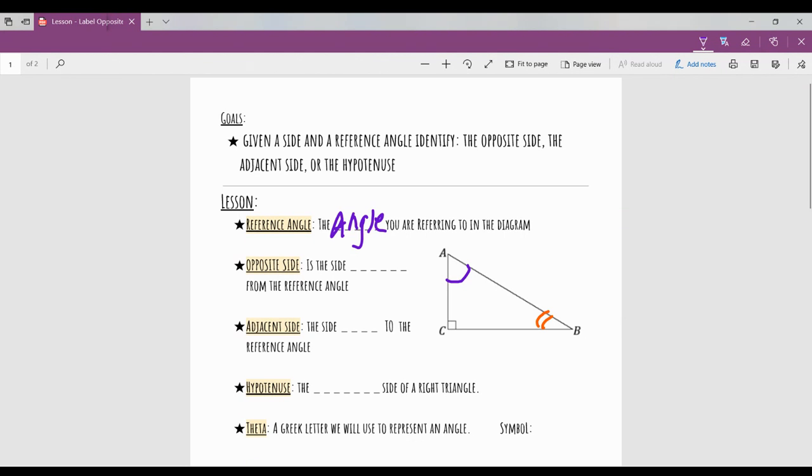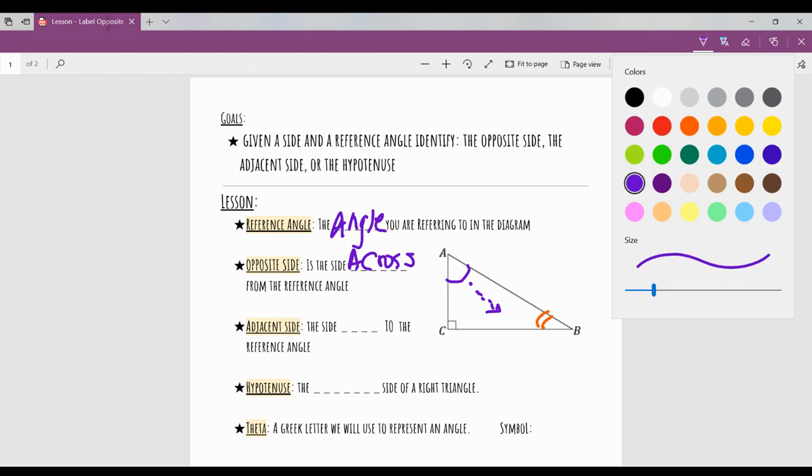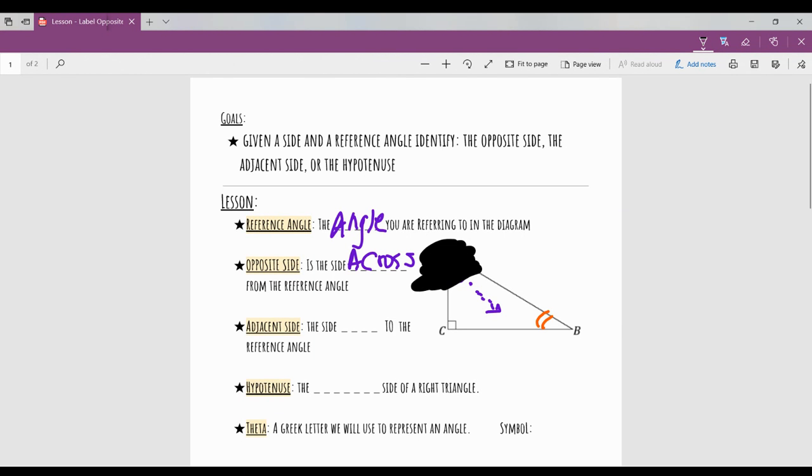Okay, so now if I'm thinking about angle A as the angle I am referring to, which side is opposite or across from angle A? So if I draw a dashed line, or let's say I were to use my hand to cover up angle A, the only side that is left is the opposite side, which would be BC in this case.